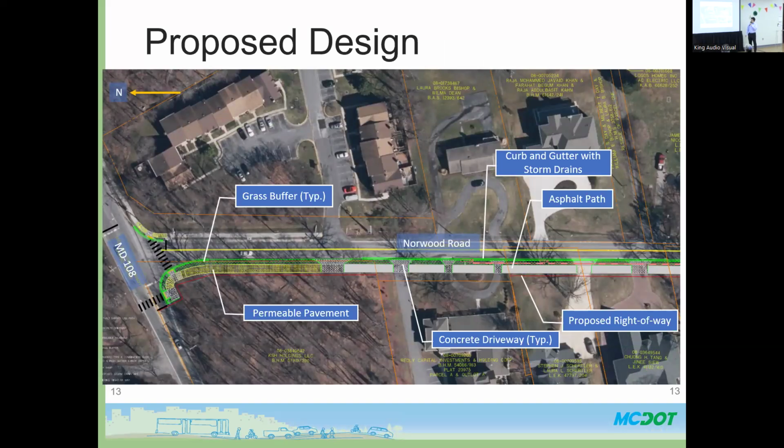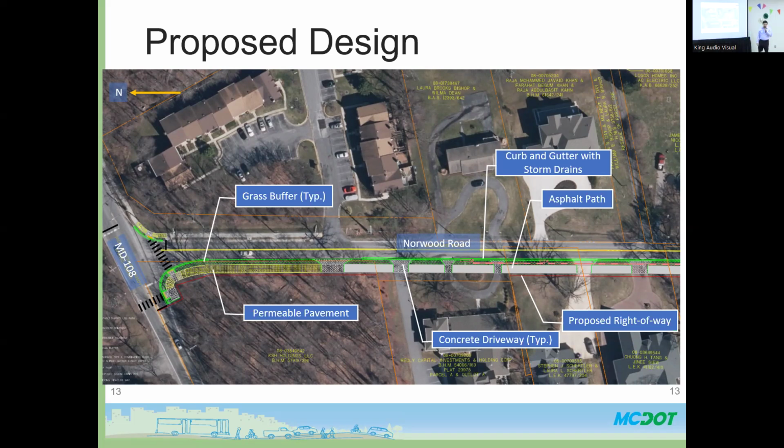So let's dig down into the nuts and bolts of what we are proposing. This is the proposed design starting from MD 108. The way this is oriented, the left side of what you're looking at is the north end. That's the intersection of MD 108, also known as Olney Sandy Spring Road, and Norwood Road. As you move to the right down this page, you're going to the south. Here on the bottom is the west, and on the top is the east.